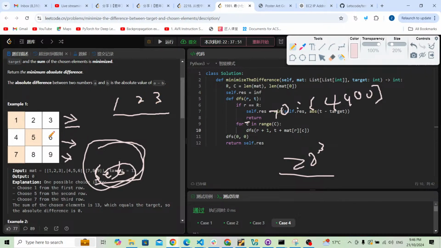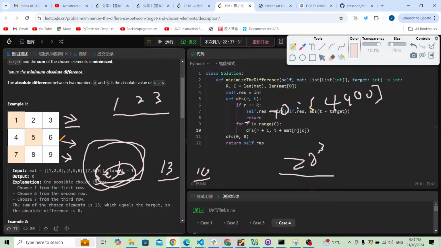Yeah. So that means if we only have one row, what's going to be the possible result? It's going to be 1, 2, 3. And then we're going to compare 1, 2, 3 with the target. For example, the target is 13. So if there's only one row, 13 minus 3, the final result is going to be 10. It's going to be the minimum.